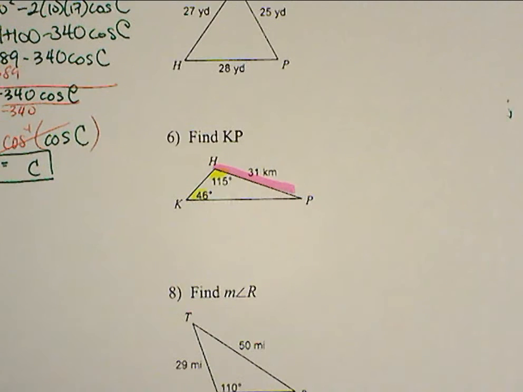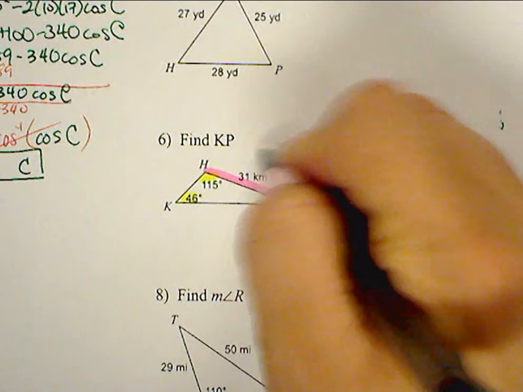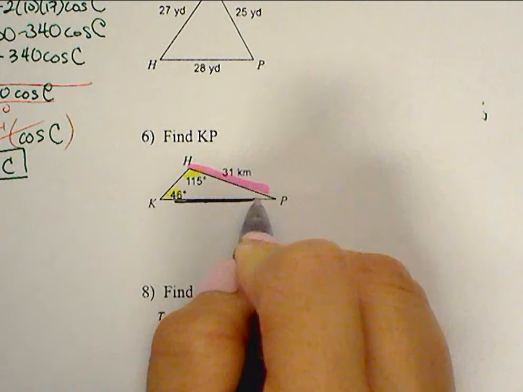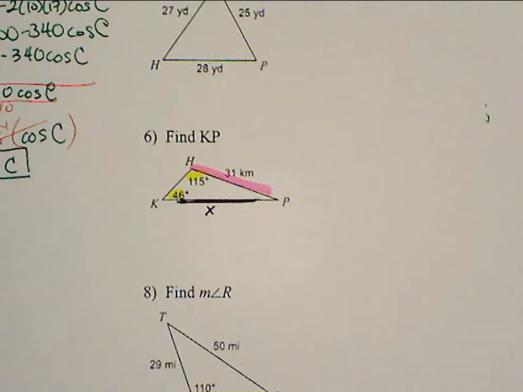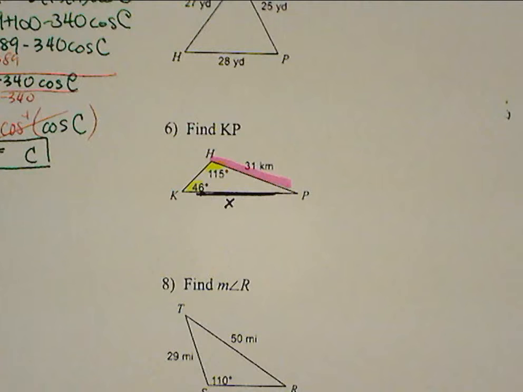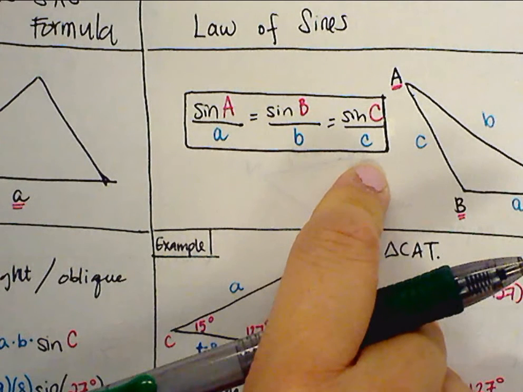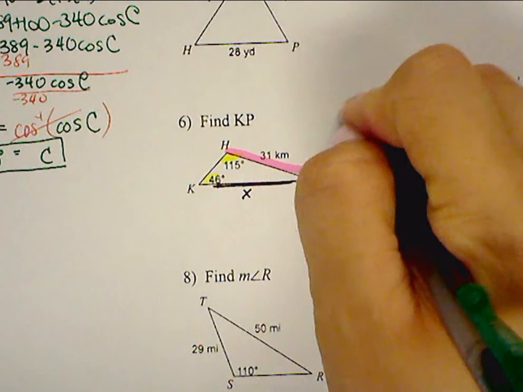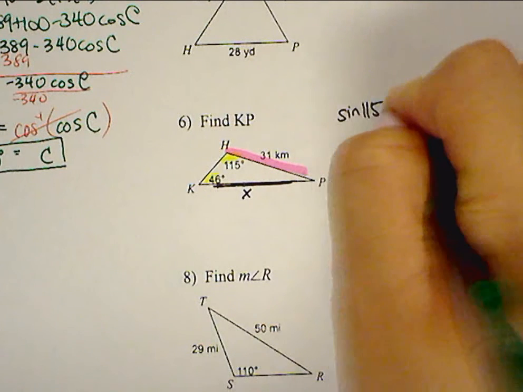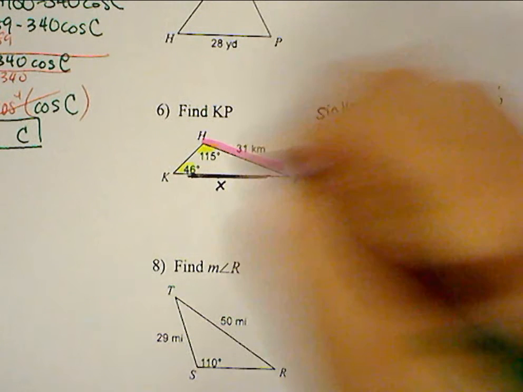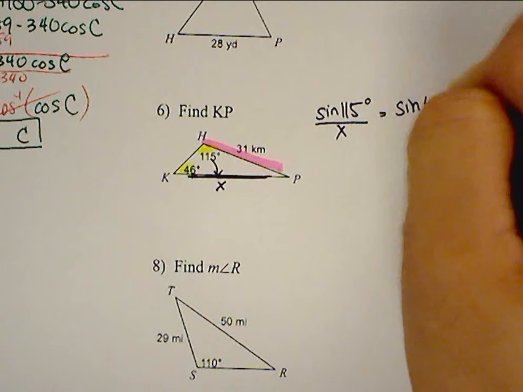Okay, so if you have angle, side, we're going to use law of sines. They asked us to find KP though. So I'm going to call this my X. Okay? So I'm missing a side. So how should I set it up, you guys? I'm going to go back to what the law of sines is from my flip book. So I'm going to say the sine of 115 degrees over what? X, because X is across, is equal to sine of 46 over what? 31.